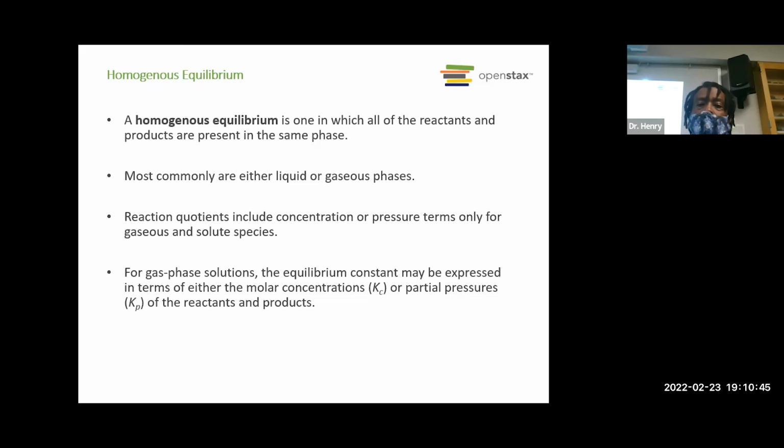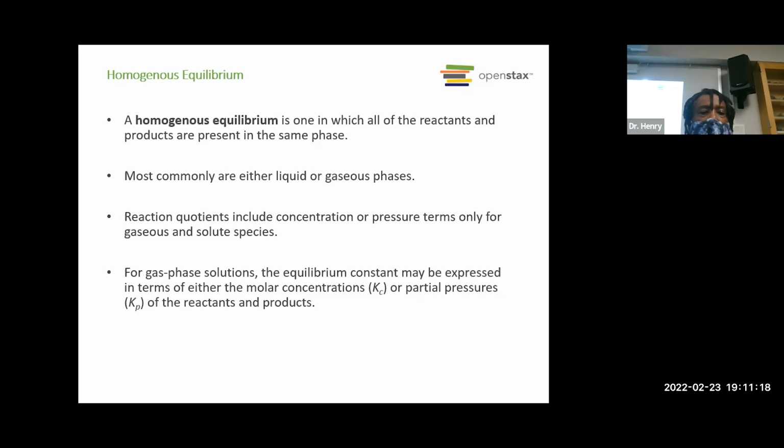Homogeneous equilibrium is when all the reactants and products are all the same phase. So then what is heterogeneous? When you have different phases. Most commonly, you're going to have either a liquid phase, a gas phase, or a solution. Well, that one had both liquid and gas, so that would be hetero, right?